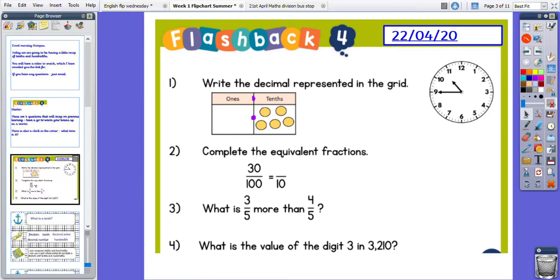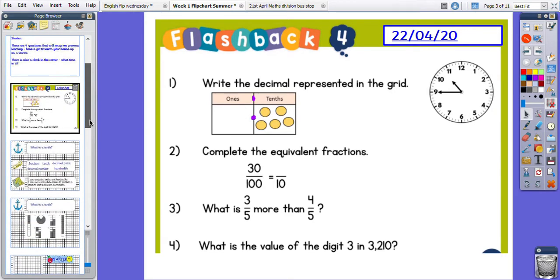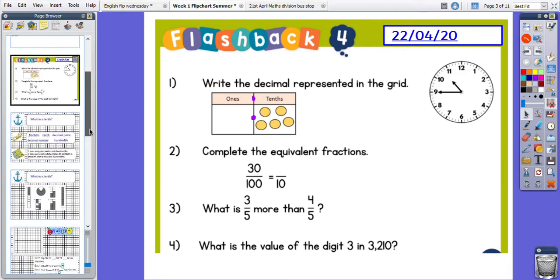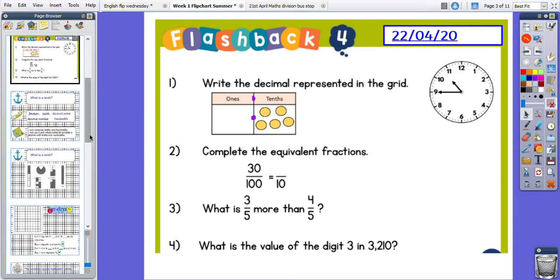The first thing I want you to do is the starter you can see on the page. There are 4 questions that will recap your previous learning, so have a go at them to warm up your brains. There is also a clock in the corner, so if you want an extra challenge, thinking about another of our topics, time, what time is on the clock? If you need to complete your starter, pause your video now and you can do so. Otherwise, let's move on to our learning.